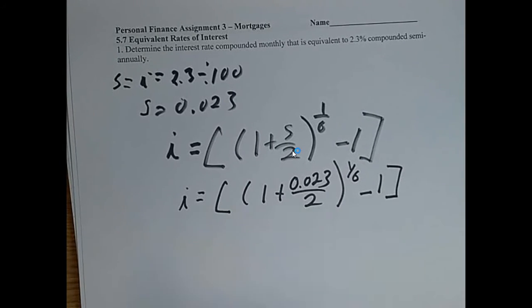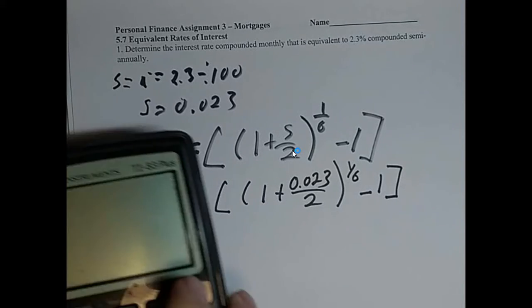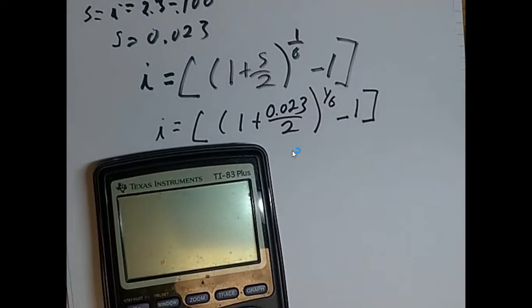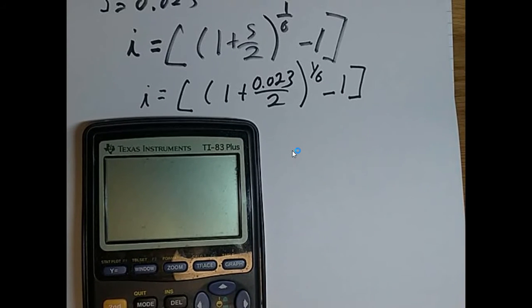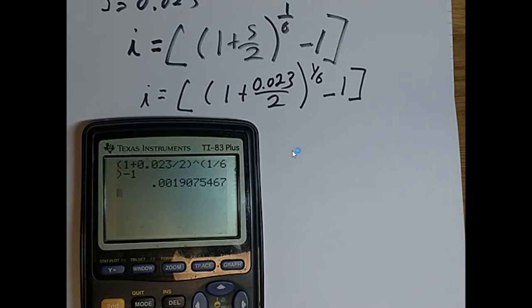Now I'll show you how to put this in the calculator. You actually don't need the square brackets on the outside. I'm not sure why I put them in the formula there. We're just going to avoid them right now, so I'm going to turn this on and clear. We put the round bracket 1 plus 0.023 divided by 2, close the bracket, and use the exponent key. In a bracket, we go 1 divided by 6, close the bracket, and subtract 1 at the end. So that's our formula. We go equals, and you get 0.001908.